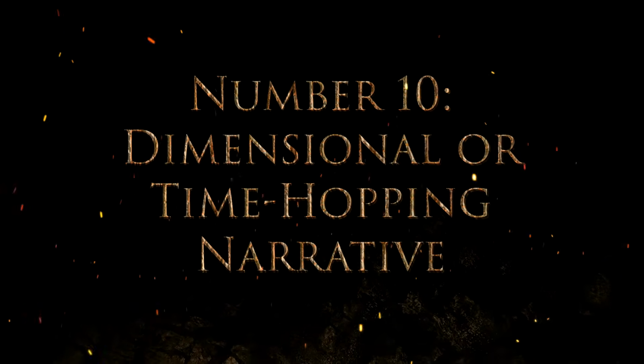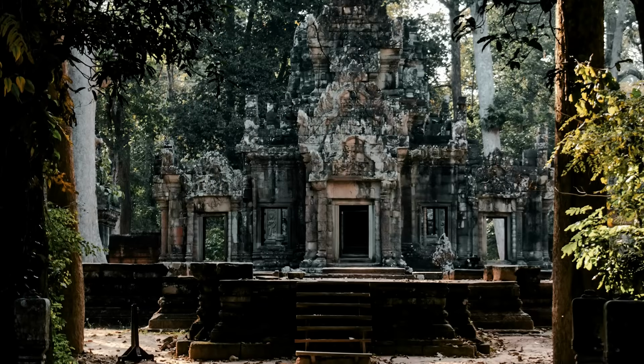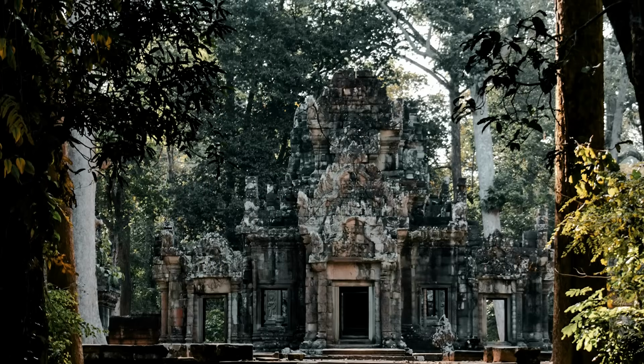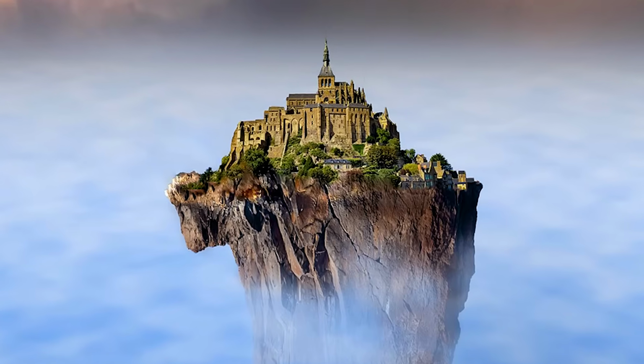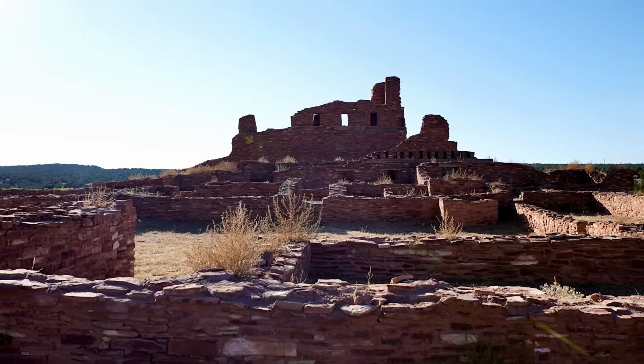Number 10, dimensional or time-hopping narrative. One week, the party is stopping a cult in a crumbling jungle temple. The next, they're on a floating city in the astral plane hunting a rogue chronomancer. The one after that, a desert ruin where they meet their own future selves. No, it's not a fever dream. It's a time-hopping, plane-jumping campaign.